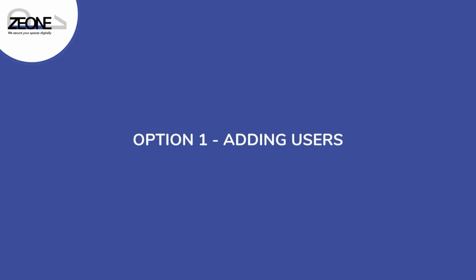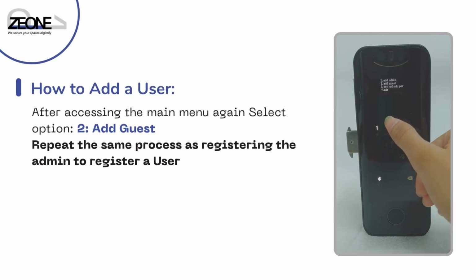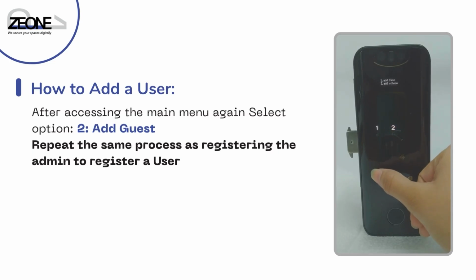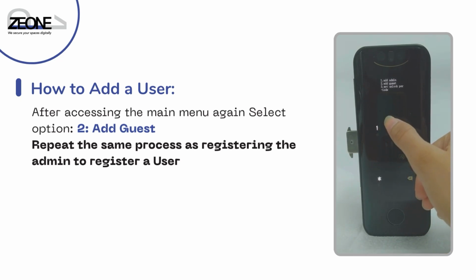Adding users. How to add a user? After accessing the Add User menu again, select option 2, Add Guests. Repeat the same process as registering the admin to register a user.